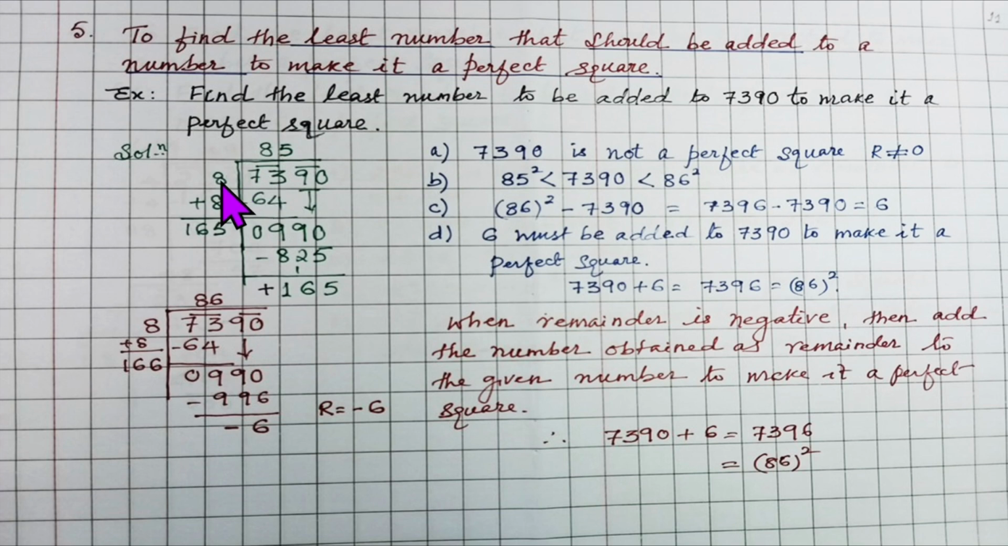Now choose a digit 8. 8 squared is 64, and 64 is less than 73. I cannot take 9 because it becomes 81. So 8 squared is 64, subtract it, I get 9. Now add 8 to 8, we get 16. Leave one digit gap here.